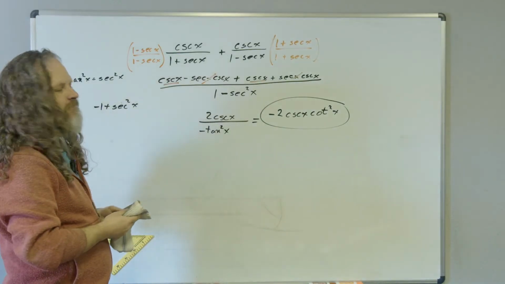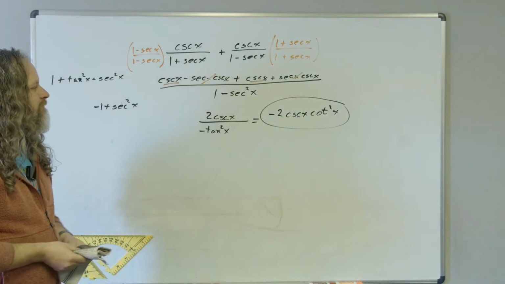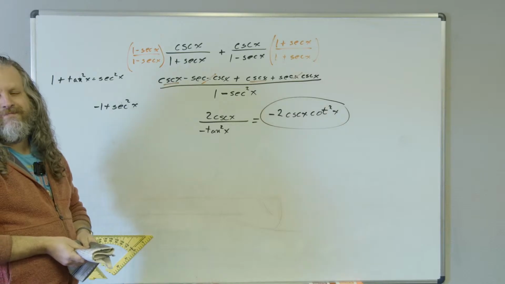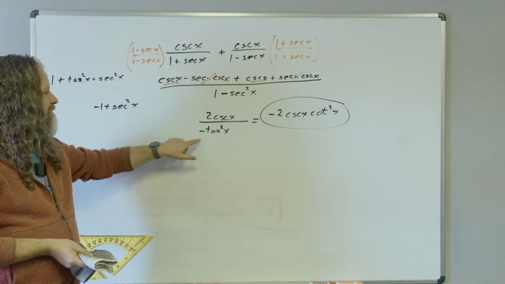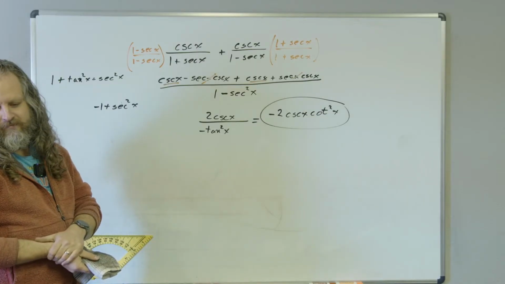Because 1 over tangent is cotangent. Right. And then the negative is because it's negative tangent. And it's squared because tangent is squared.